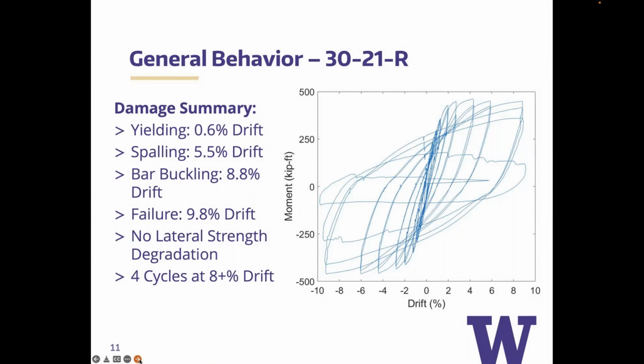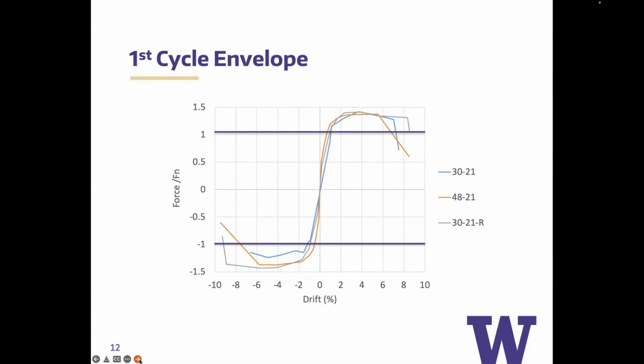And then finally, this specimen is just like the first specimen that I showed you, but in addition to embedding the reinforcement 21 inches to meet the development length, we added this ring. So just one ring located 2 inches below the top of the specimen. And what you see here is we're yielding at somewhere around 0.5% drift, spalling at a little bit higher, 5.5% drift, and then again, this specimen gives us bar buckling at almost 9% drift and failure at almost 10% drift. So, although it may seem subtle, we are getting a benefit of this ring.